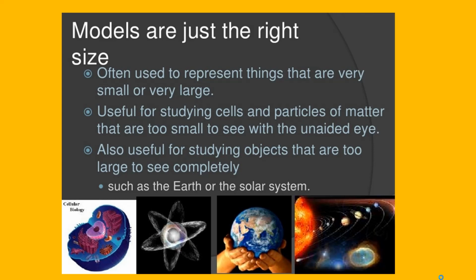Because we can't do an experiment on the solar system, because of the distance, of course, a very large distance or a very small distance. Models are useful for studying cells and particles of matter that are too small to see with the unaided eye. Also useful for studying objects that are too large to see completely, such as the Earth or the solar system.